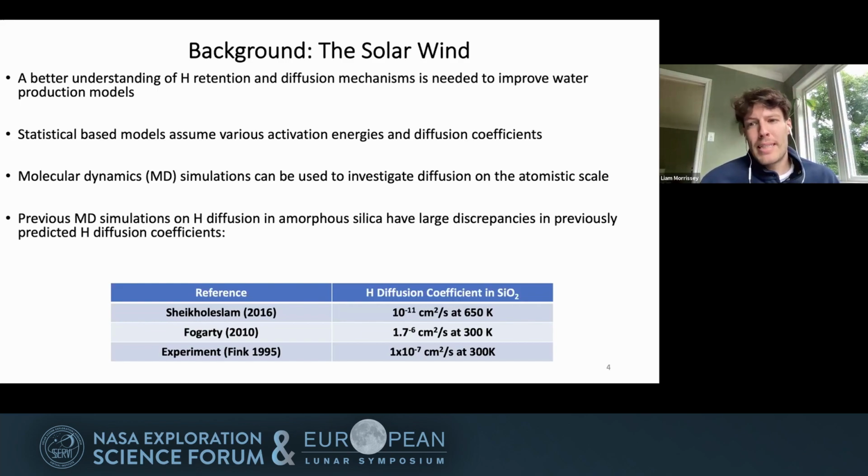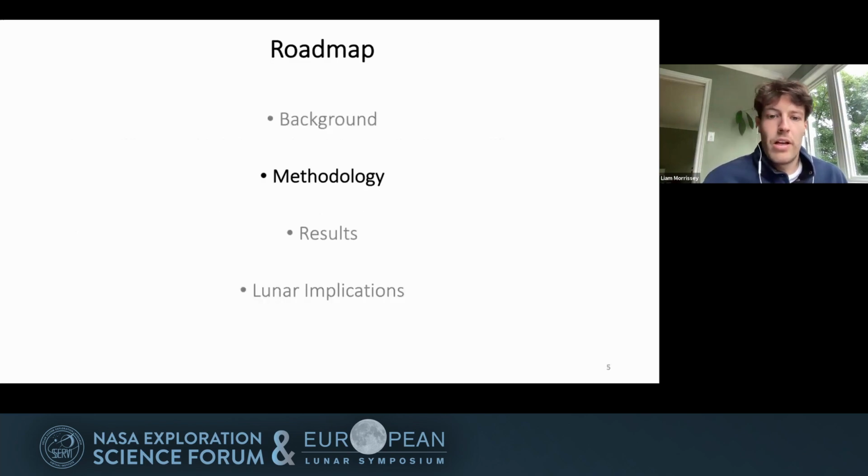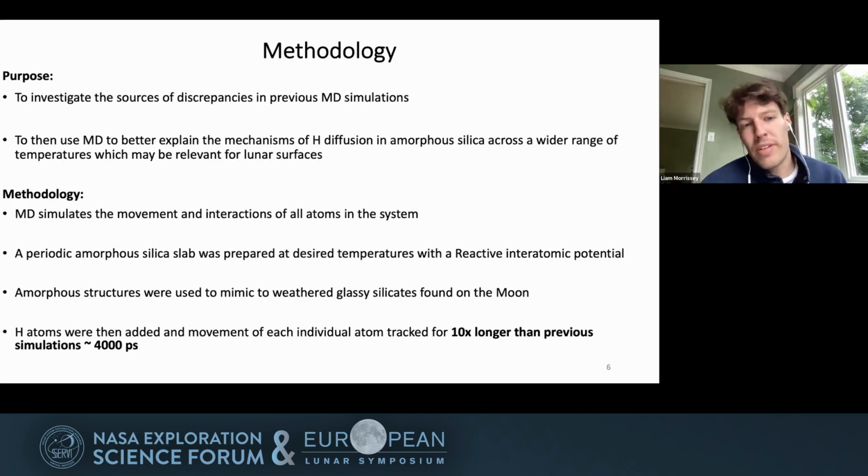The benefit of this is that when we run these, we're actually simulating the process on the scale in which it's happening. Now, previous MD works on H diffusion in amorphous silica have had a large discrepancy in the previously predicted H diffusion coefficients. You can see in the table on the bottom, we have a range of about 5 orders of magnitude. And this is a problem because if we want to rationalize that we can use MD, we're going to need to rationalize why we're seeing such a large range in predicted values for simulations that look very similar. So our purpose was to investigate the source of these discrepancies in previous MD studies.